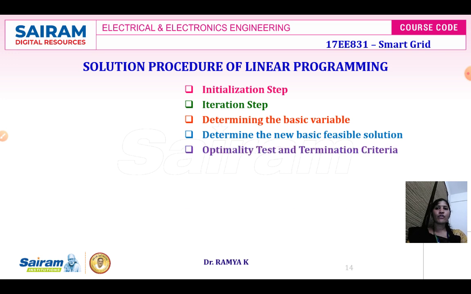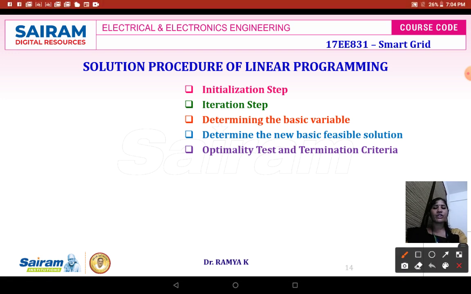Then we have to go for the optimality test and termination criteria. Why is it required? In this we have to check whether the objective can be increased by increasing any non-basic variable, whether the objective could be improved by increasing the non-basic variable or by rewriting the objective function. So we might have written the objective function as a single variable function or a multivariable function.